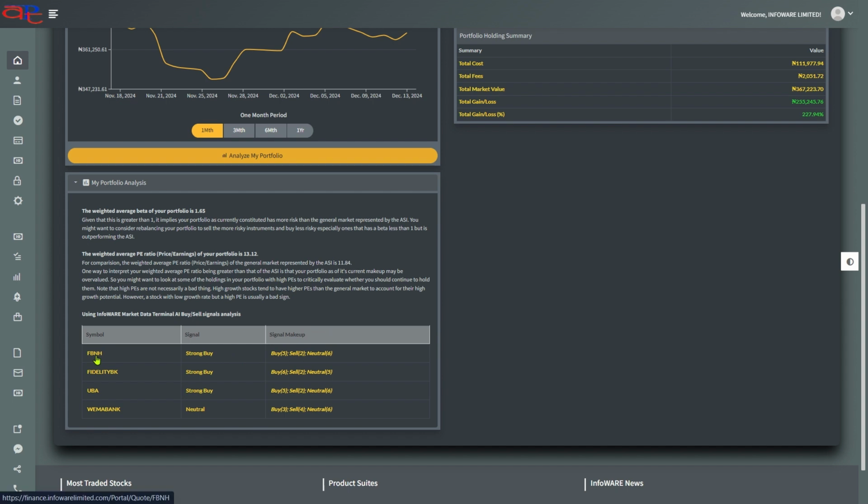So if you look at, for example, FBNH, it's saying strong buy. Based on the market, there are 5 buys, 2 sells, and 6 neutrals. So if you have FBNH in your portfolio, you might want to consider buying more on that, or you might want to consider just holding. Then Fidelity Bank is also strong buy, UBA strong buy. The Roman Bank is saying neutral. So this you might want to consider selling and then doing further review into the market on how Roman Bank is doing.